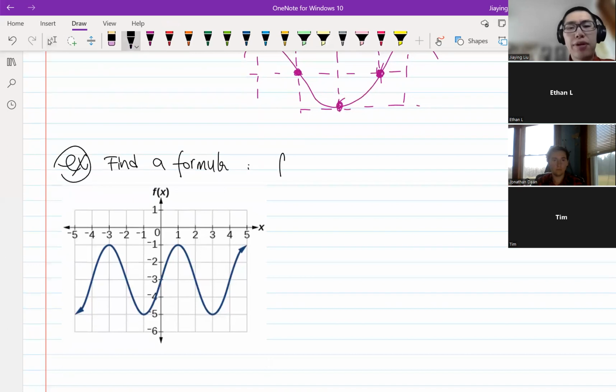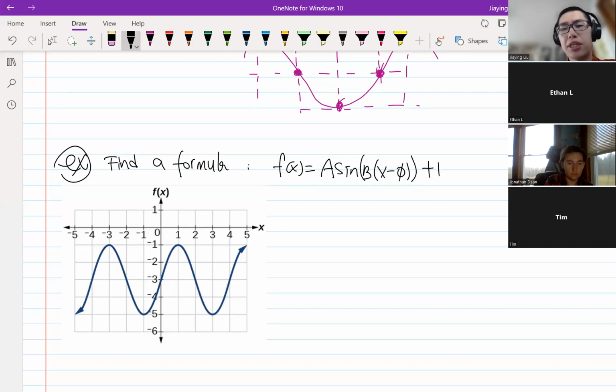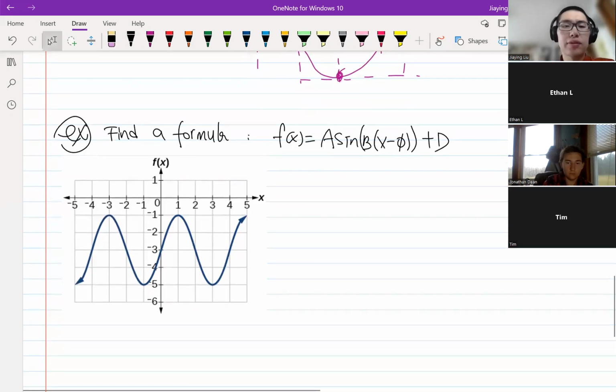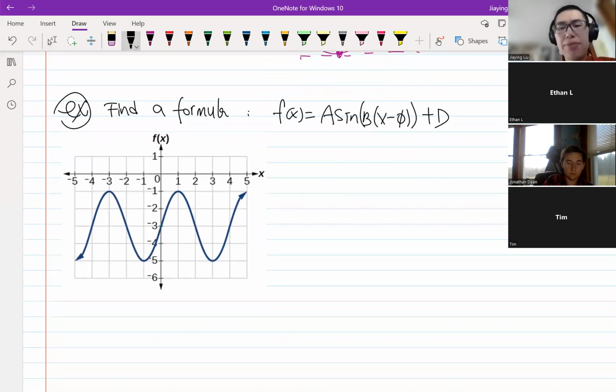So I'm going to use the general formula. Again, f of x equals a. In this case, I'm going to practice both sine and cosine with you. For the first one, we use sine. So a sine b, parentheses again, x minus phi, plus d. And then for the next part, I'm going to use cosine. But before I move on to that part, I need to know the a, the period, the phase shift, and also d, the midline.